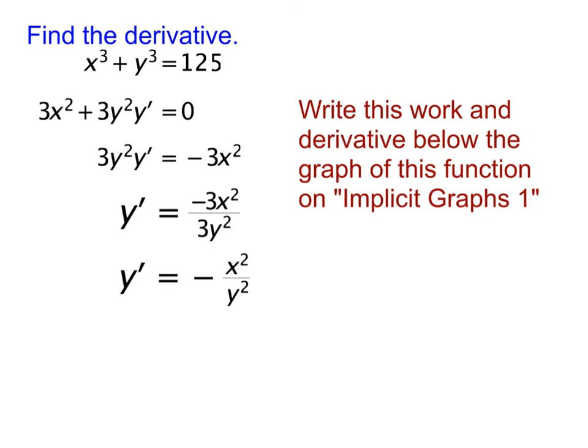So, now that you can see what the correct work looks like for this, go ahead and write this correct work on the implicit graphs 1 worksheet under the very first problem there. And then after you've done that, we're also going to come back and take a look at one other thing with this problem because we've actually found the derivative of this before, and we need to compare those results.